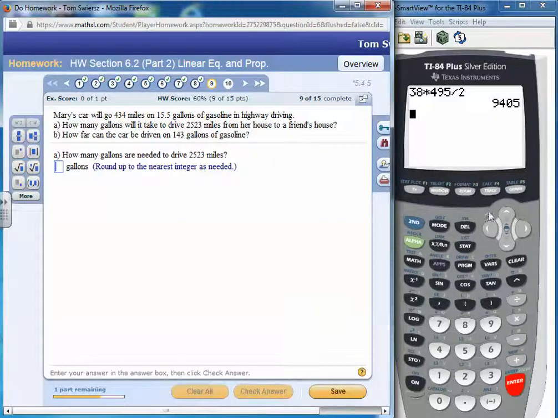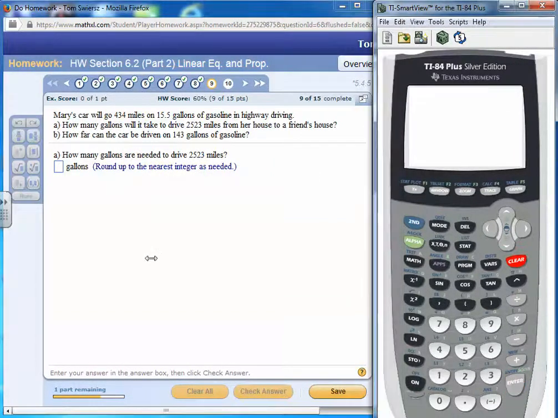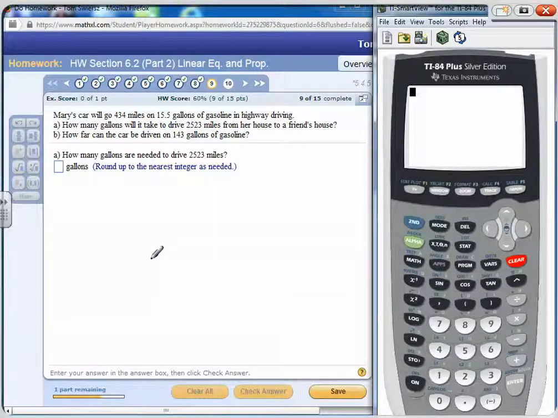Homework exercise number 9. Mary's car will go 434 miles on 15.5 gallons of gasoline in highway driving. How many gallons will it take to drive 2,523 miles from her house to a friend's house? And again, we'll just assume it's always on highway. So if you want, put miles in the numerator and gallons of gas in the denominator.